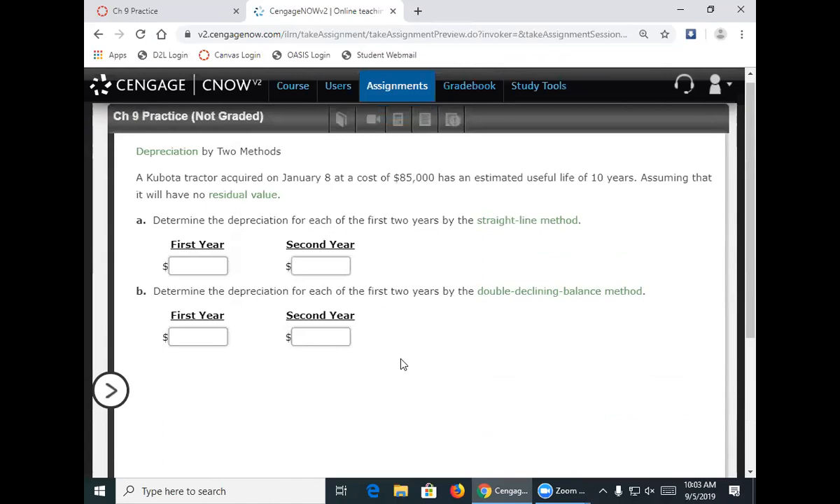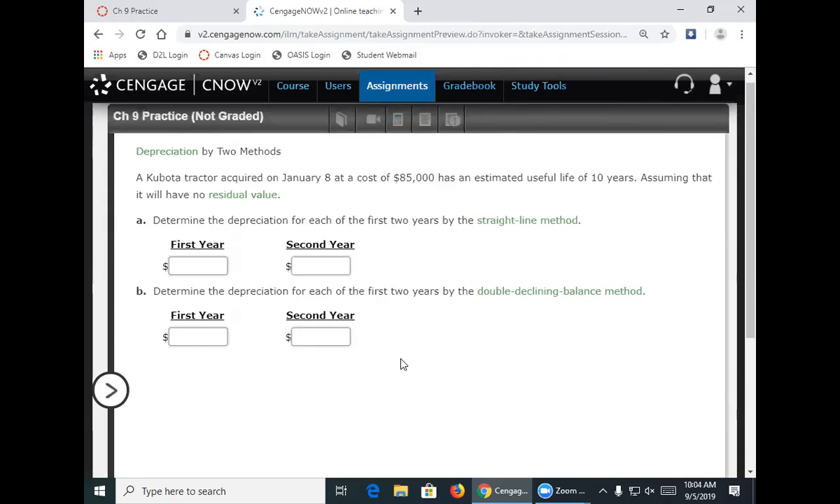The second one, we're still dealing with depreciation because that's a big concept in this chapter. Here we have a tractor acquired on January 8th at a cost of $85,000. It has an estimated useful life of 10 years, and it will have no residual value. In part A, determine the depreciation for the first 2 years using straight line method, and then in B, we're going to do double declining. So we'll cover all three methods.